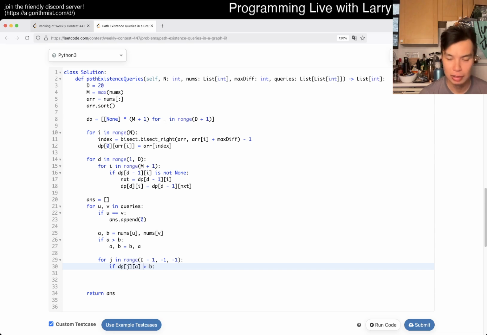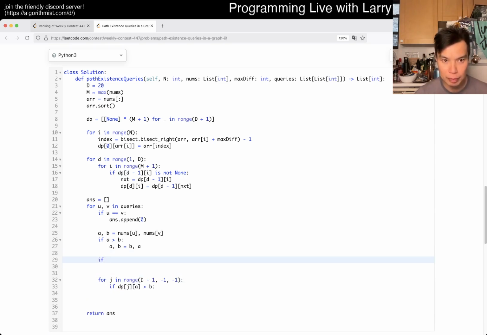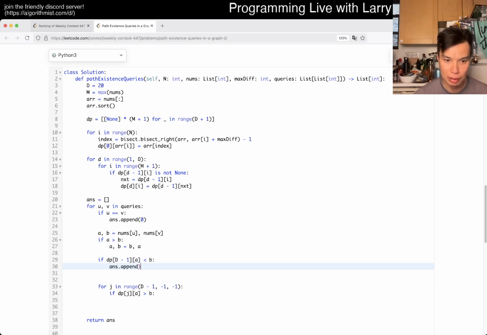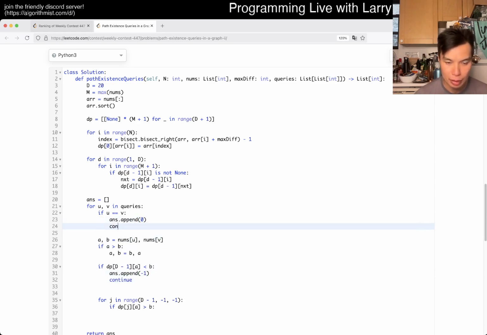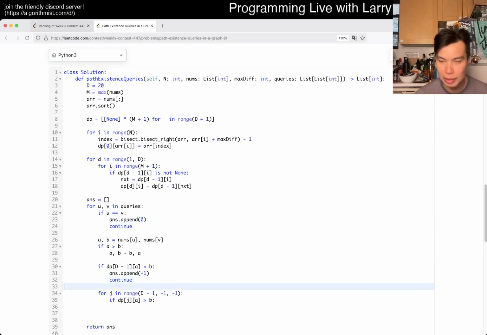Okay, no. That's the reason why this is awkward. Yeah, okay. We just have to check. So this is if dp of d minus 1, A is less than B, then it's not possible. We return and then we continue. I also need to continue on the other one, but I forgot. Okay, and then now that means that it is possible, right? So then now, if it's possible, then we just start at d minus 2.